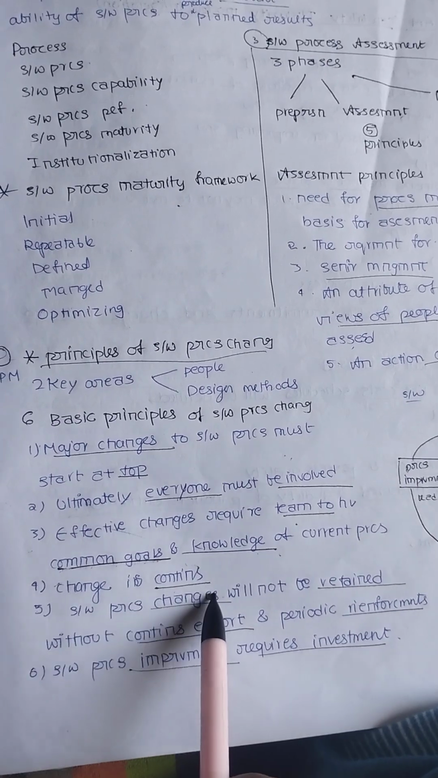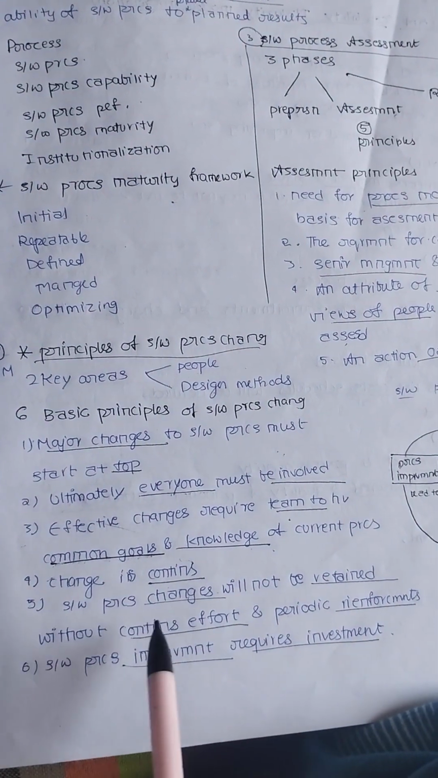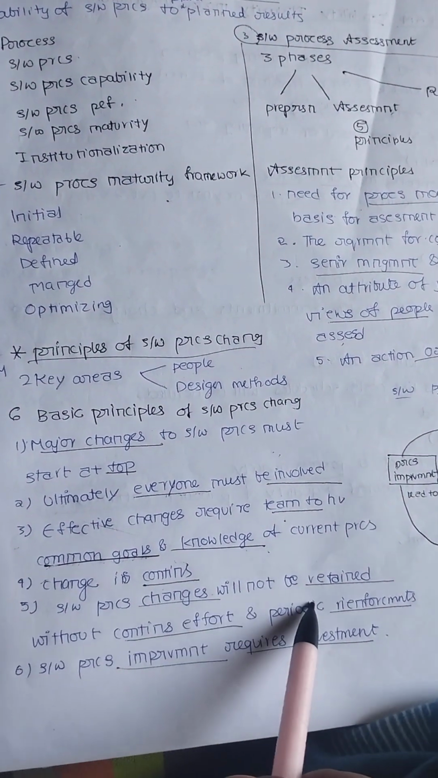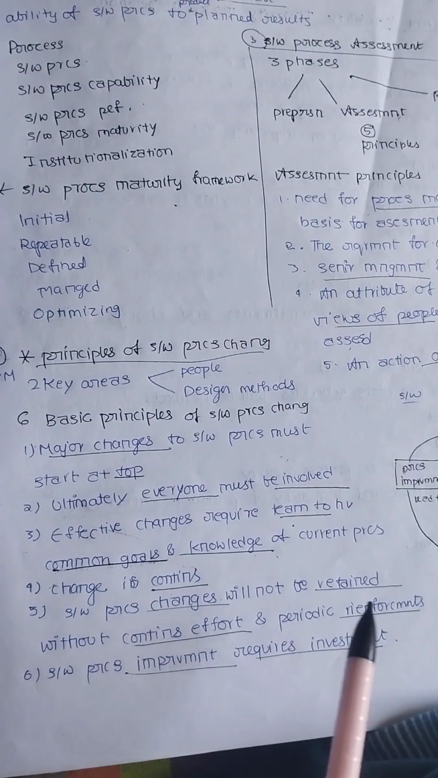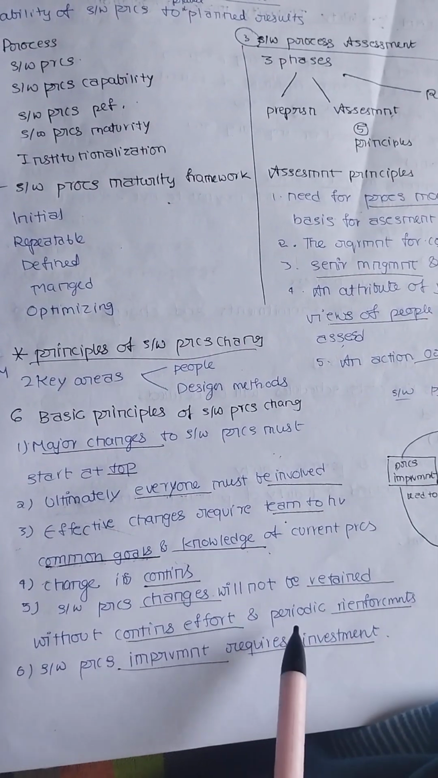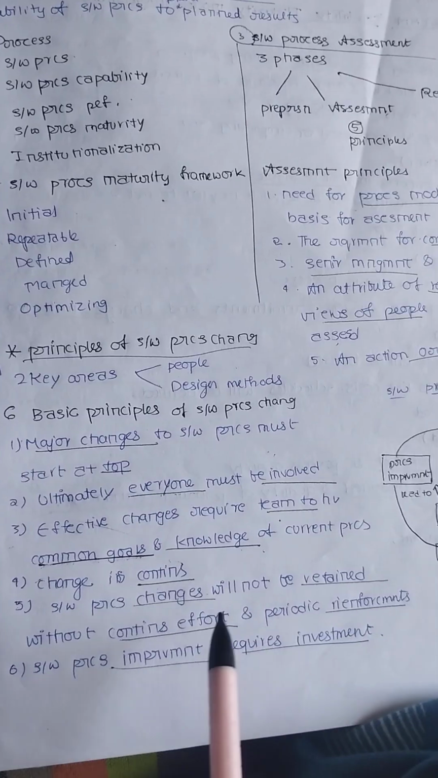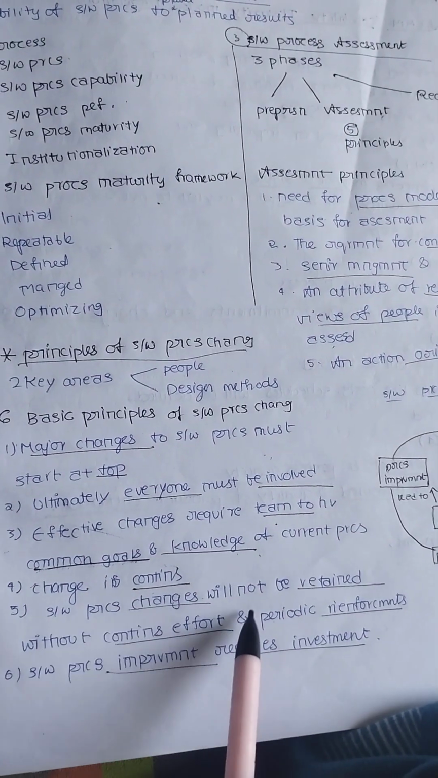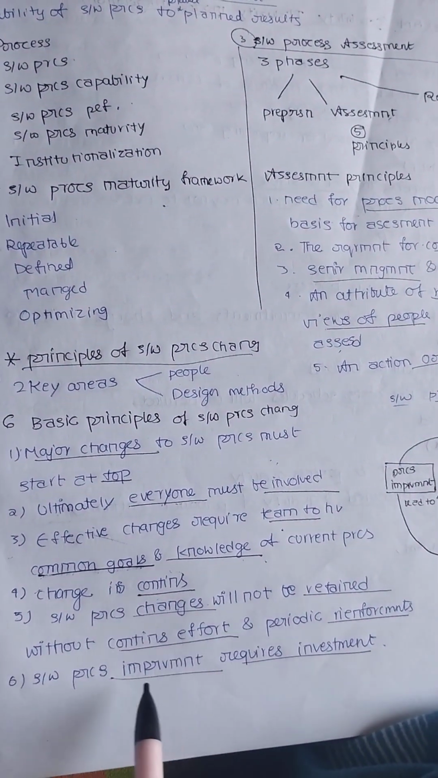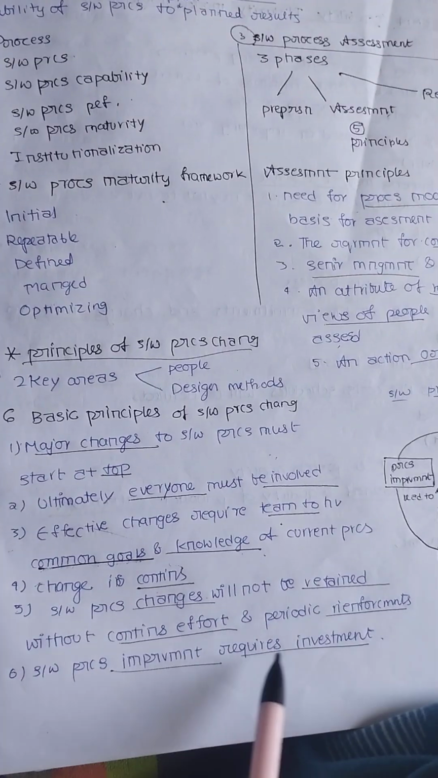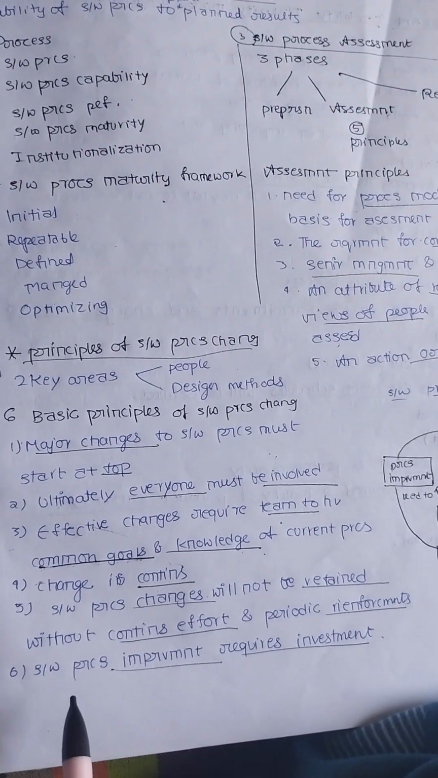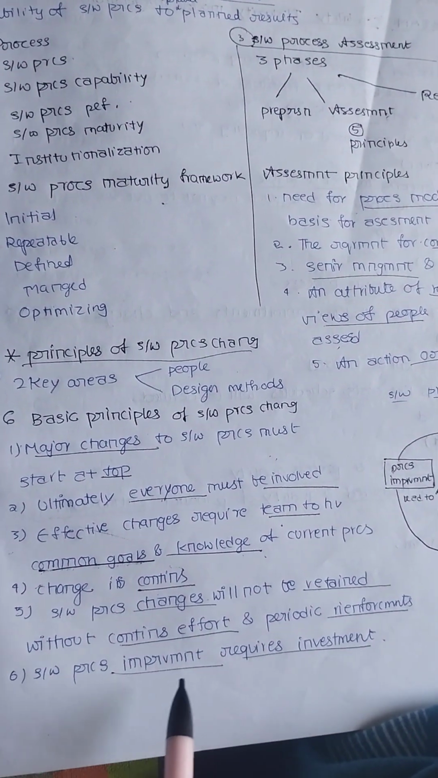And the change is continuous. Software process changes will not be retained without continuous effort and periodic reinforcements. And software process improvement requires investment. If there is investment, then there is improvement in the software process.